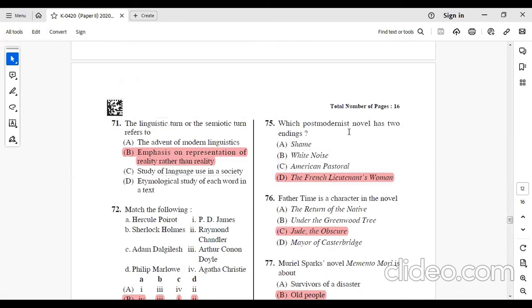Next, question number 75. Which postmodernist novel has two endings? The French Lieutenant's Woman has two endings. Now, who has written The French Lieutenant's Woman? Written by John Fowles, F-O-W-L-E-S. John Fowles, written in 1969. The French Lieutenant's Woman has two endings.